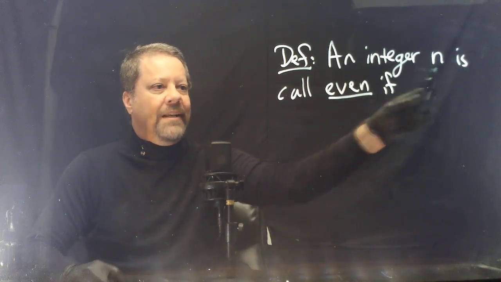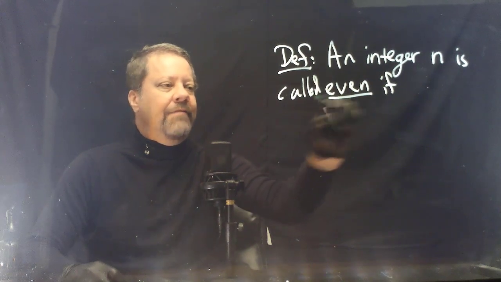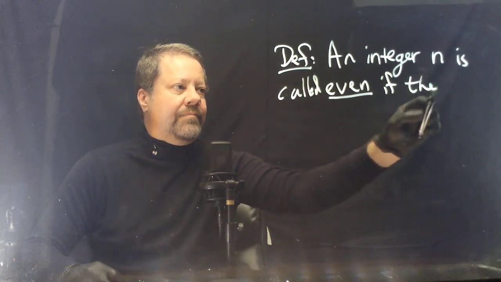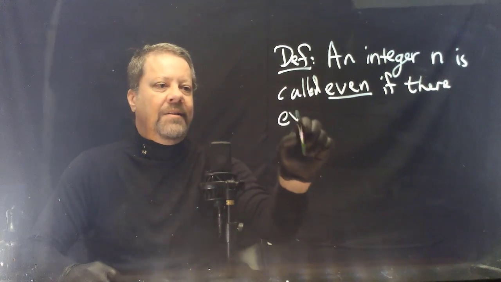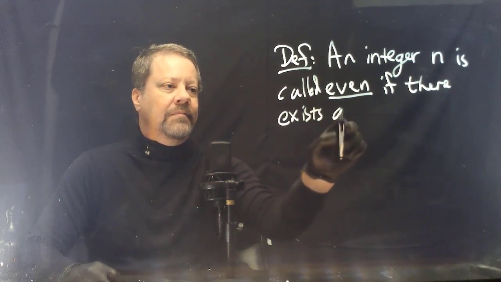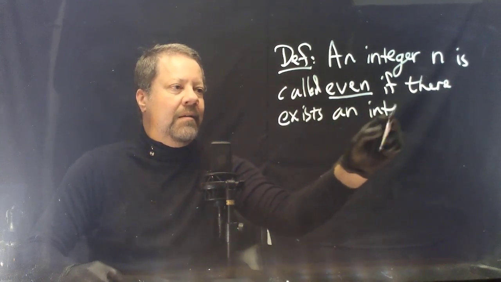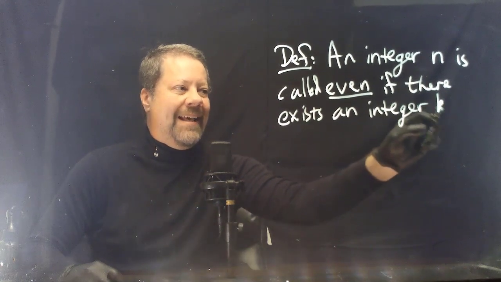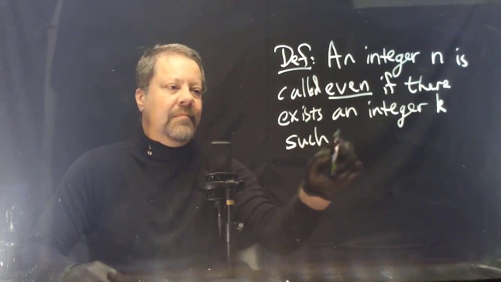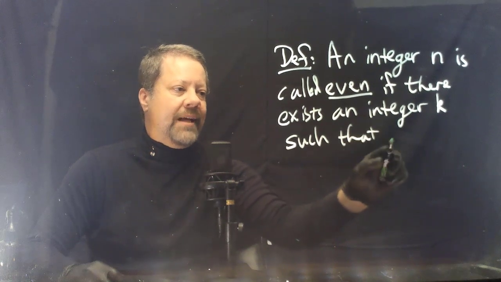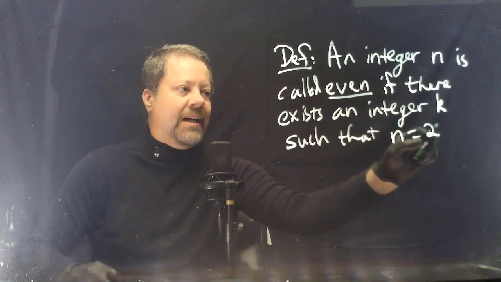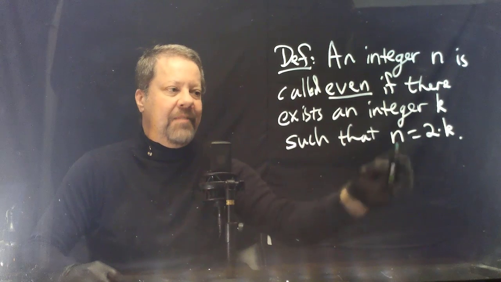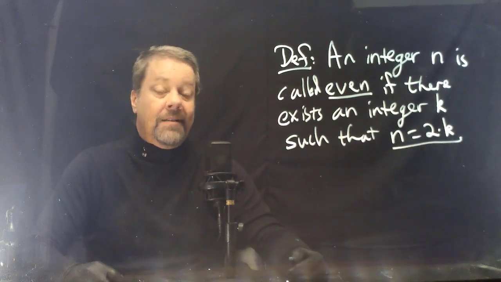So an integer n is called even if there exists an integer k such that n is 2 times k. So n can be expressed as a multiple of 2.